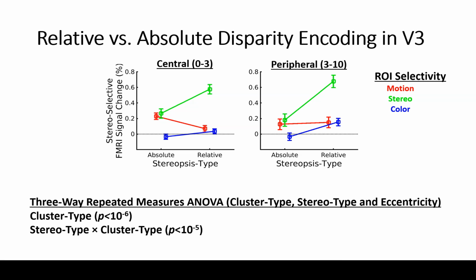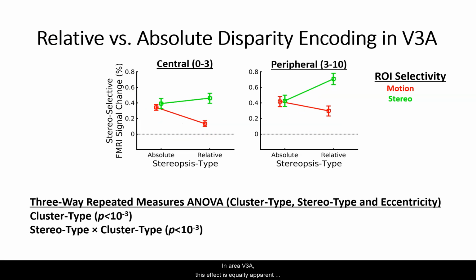But from V3, things started to change. Here, especially in the central visual field representation, we found a significant response to absolute disparity cues in stereo and also in motion selective clusters. Interestingly, in motion selective clusters, this activity was stronger than the activity evoked by the relative disparity cues.